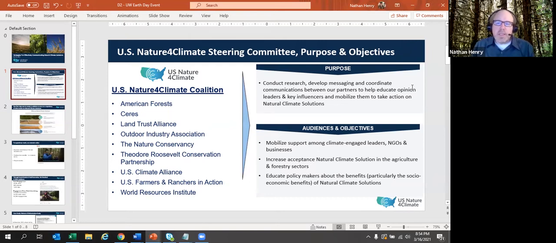We want to increase acceptance of natural climate solutions in the agriculture and forestry sectors. These are landowners who we actually need to count on to implement natural climate solutions on their land. And finally, we want to educate policymakers about the benefits, particularly the socioeconomic benefits of natural climate solutions.